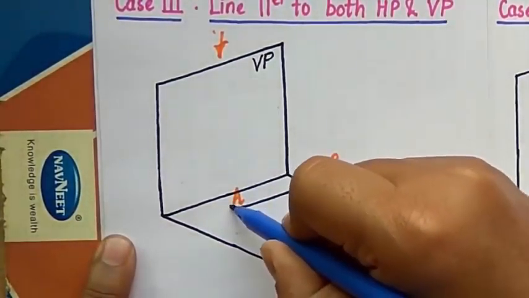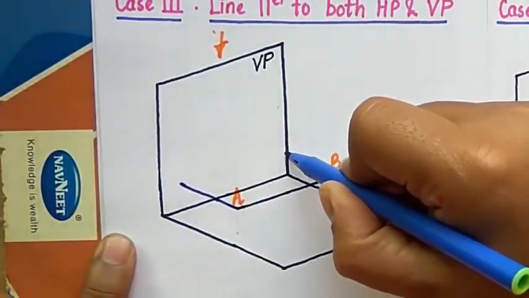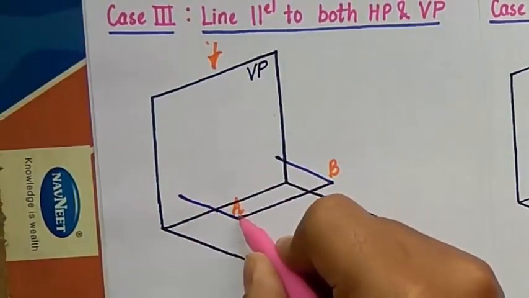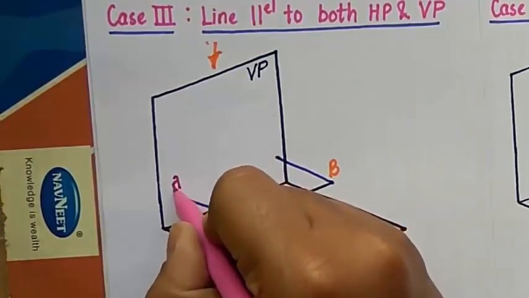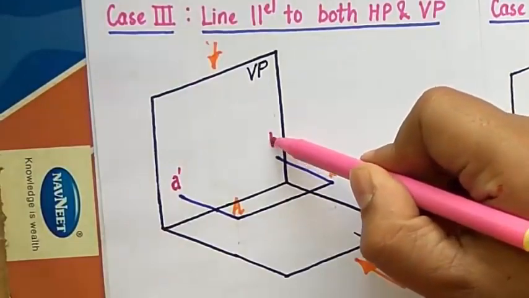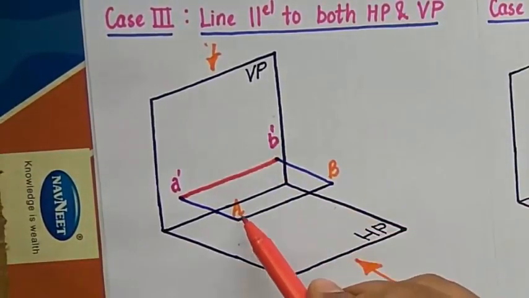I'm going to extend this until it intersects this vertical plane at a certain point. This is the intersection point, and you'll clearly see that these points are what we call the front view of point A, this is going to be A dash, and this is the front view of point B, and this is going to be B dash, the front view A dash B dash of this line AB.